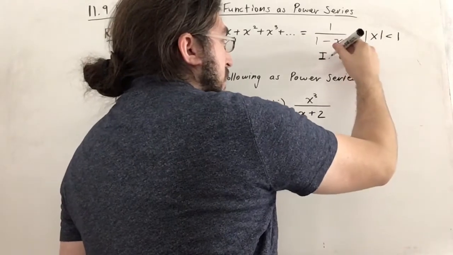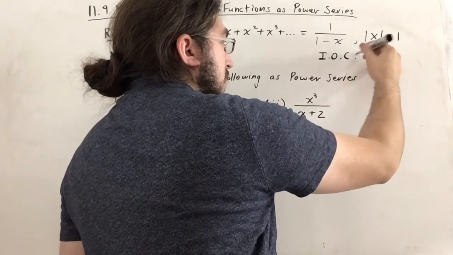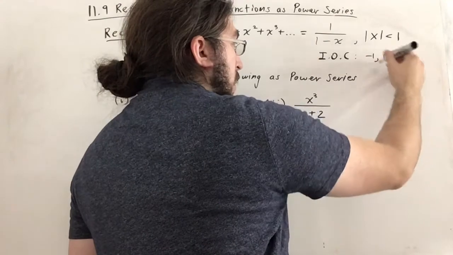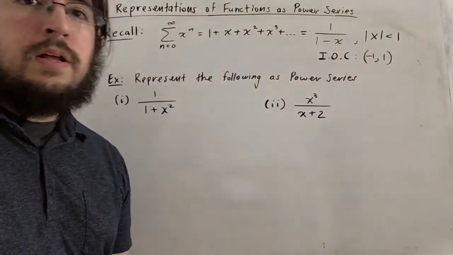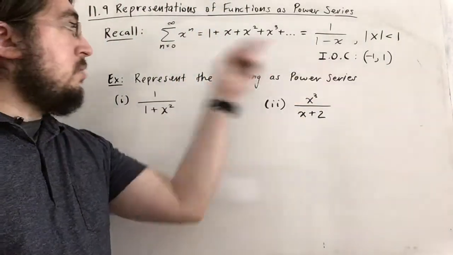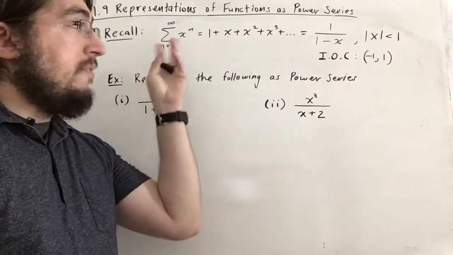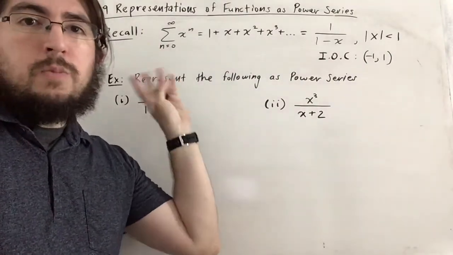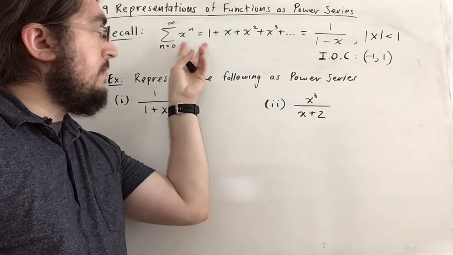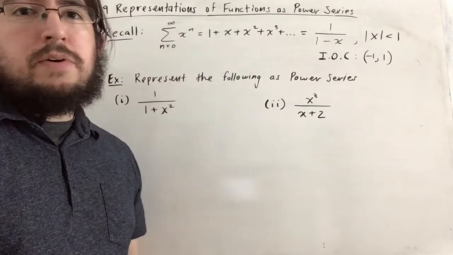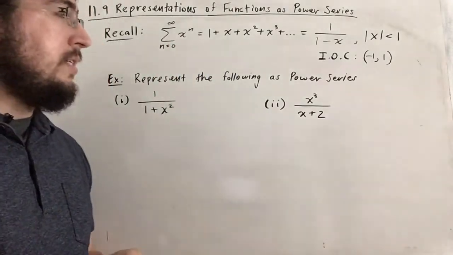So in fact, the interval of convergence for this series is negative 1 to 1, non-inclusive, because notice when it's 1, you just have a sum of 1s. When it's negative 1 to the n, what you actually have is a divergent sequence that we're summing over. So by test for divergence, that diverges.